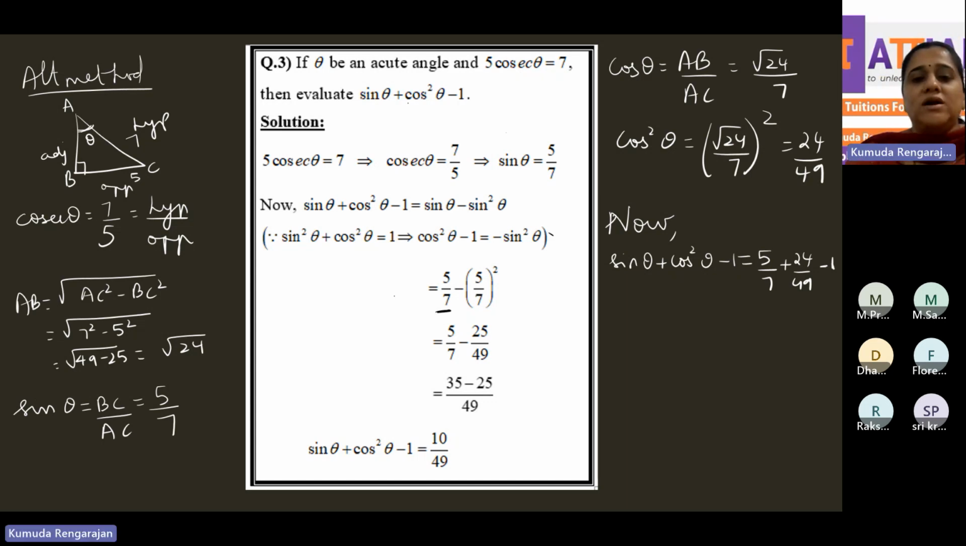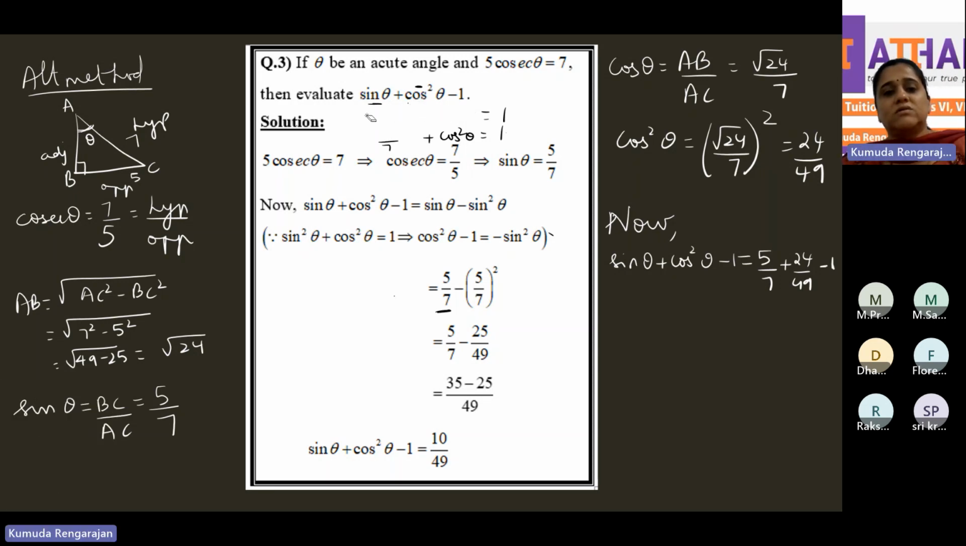It's not important that you should do it like this. You can also find the value of cos square theta. How? Sin square theta plus cos square theta is 1, no? So substitute the value of sin square theta: 5 by 7 the whole square plus cos square theta is equal to 1. So you'll find the value of cos square theta, right? You can even substitute that value here. So sin theta's value, cos square theta's value minus 1, and evaluate.